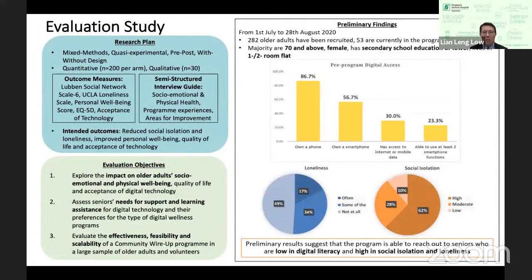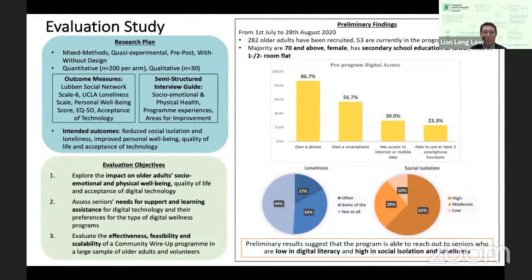So from 1st July to 28th August, at the point of submission for this meeting, we have enrolled 282 older adults into the program, and currently 53 of them are still in the program in the midst of completion. The majority are elderly, with lower levels of education, and belong to low-income communities. Only a slight majority of them owned a smartphone prior to the program, and less than 1/3 had access to the internet or mobile data, and less than a quarter were able to use at least 2 smartphone options. We found that 62% of them experienced social isolation, and more than half were experiencing loneliness.